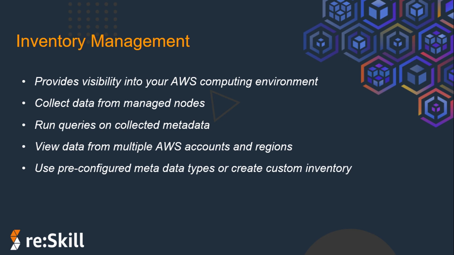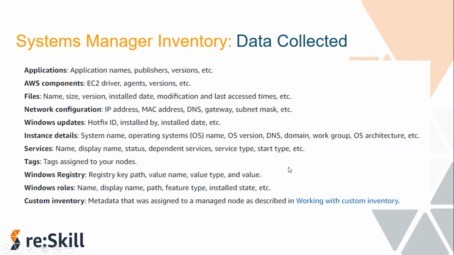For example, if you run a large data center, you might specify the rack location of each of your servers as the custom inventory, and then you can view the rack space data when you view other inventory data. So this can be another use case for it. Now the table describes the types of data that you can collect with the Systems Manager inventory.